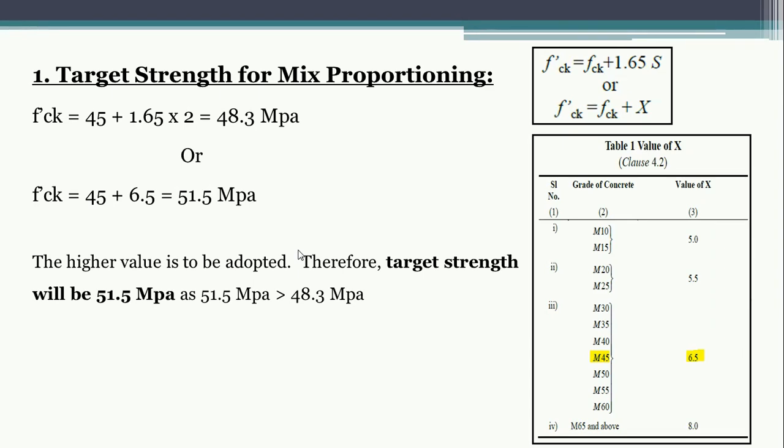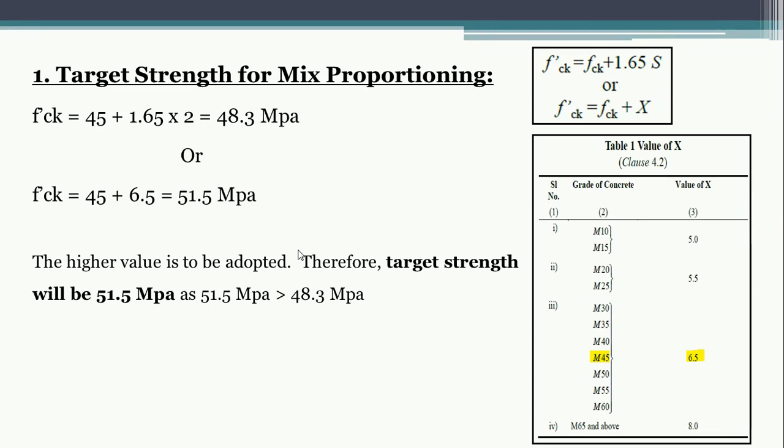So 45 plus 1.65 into 2, where 2 is based on the standard deviation given. So you will get 48.3 Newton per mm square. And one more formula is there, f'ck is equal to fck plus x. So fck is 45, and x is 6.5. I have highlighted it: for M45 grade concrete, the value of x is 6.5. So the value is 51.5.